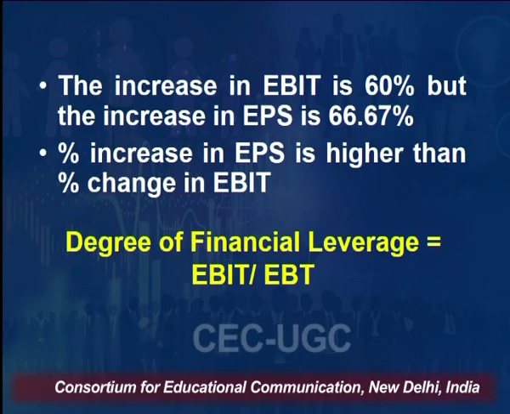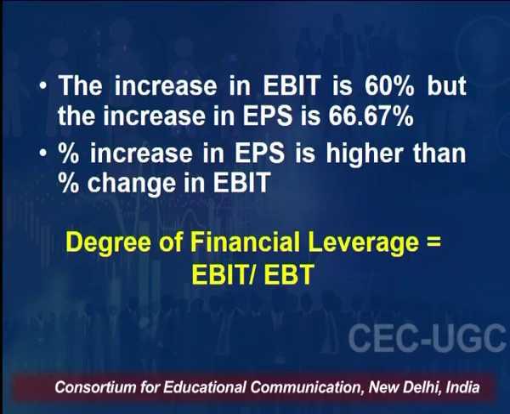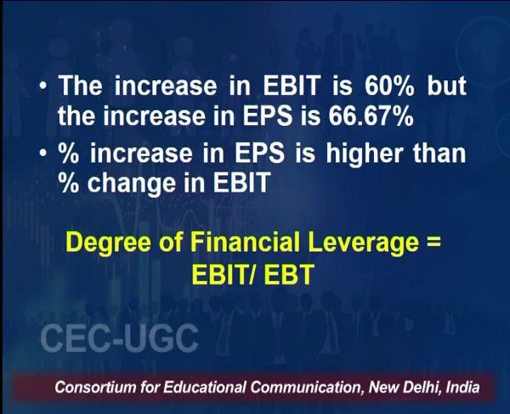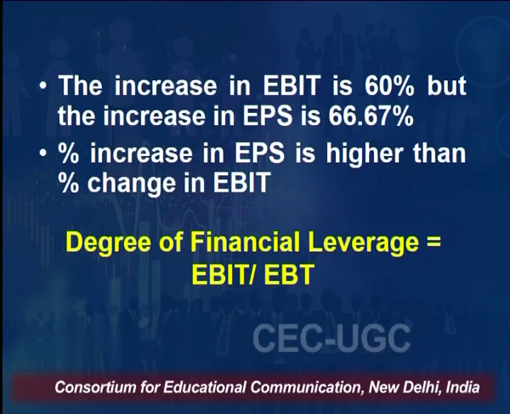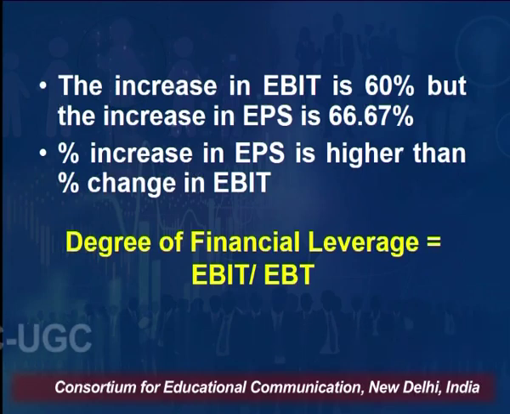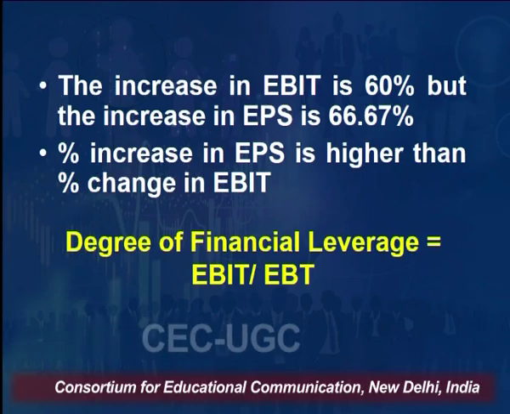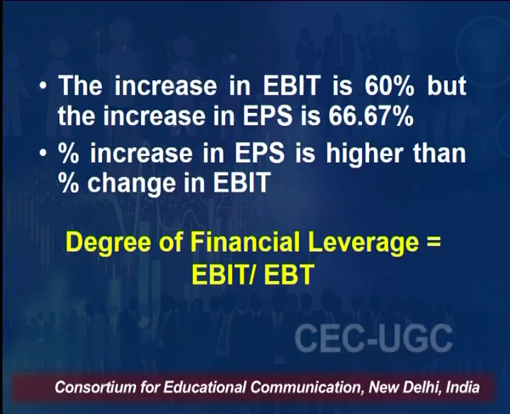So, the increase in EBIT is 60%, but the increase in EPS will be approximately 66.67%. This shows the impact of how the presence of debt in our capital structure is impacting our EPS. So, the percentage change in EPS is higher than the percentage change in EBIT. Using this, we can also calculate the degree of financial leverage, which can be calculated using this formula, that is EBIT divided by EBT.